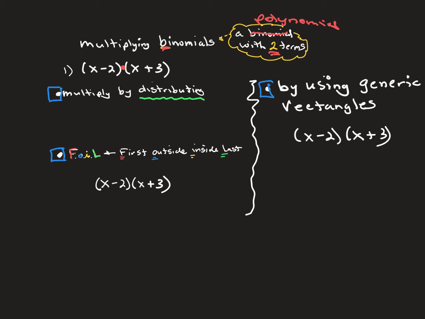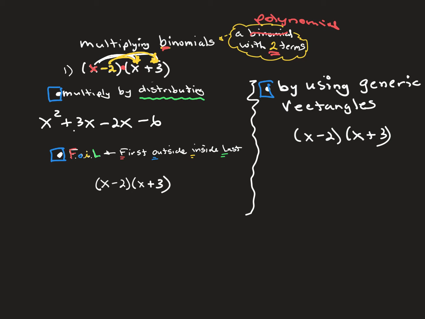The distributing property basically is saying that we're going to multiply x times both of these. And when we multiply x times x, we get x squared. And then when we multiply x again times the 3, we get positive 3x. And then we're going to do the distributive property again, and this time we're going to multiply -2 times both of those. And when I multiply -2 times x, I get -2x. And when I multiply -2 again times the positive 3, I get -6. So that's just distributing x times both of those and -2 times both of those.